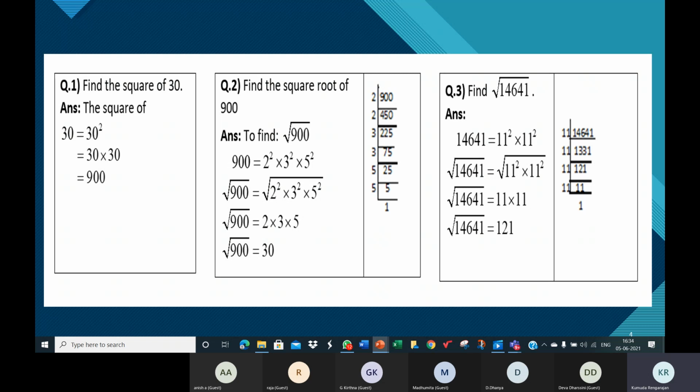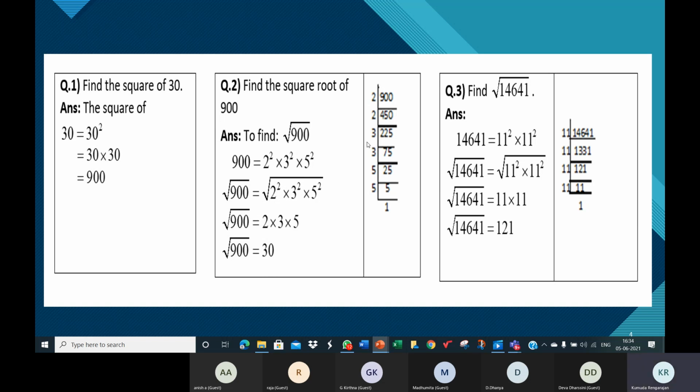So likewise here, children, if the square of 30 is 900, the square root of 900 is 30. So here, find the square root of 900. That means you should find that number which when multiplied by itself will give us 900 as the answer. And that is 30. 30 into 30 is 900. So how do we find it? What you see here is the prime factorization method, children.